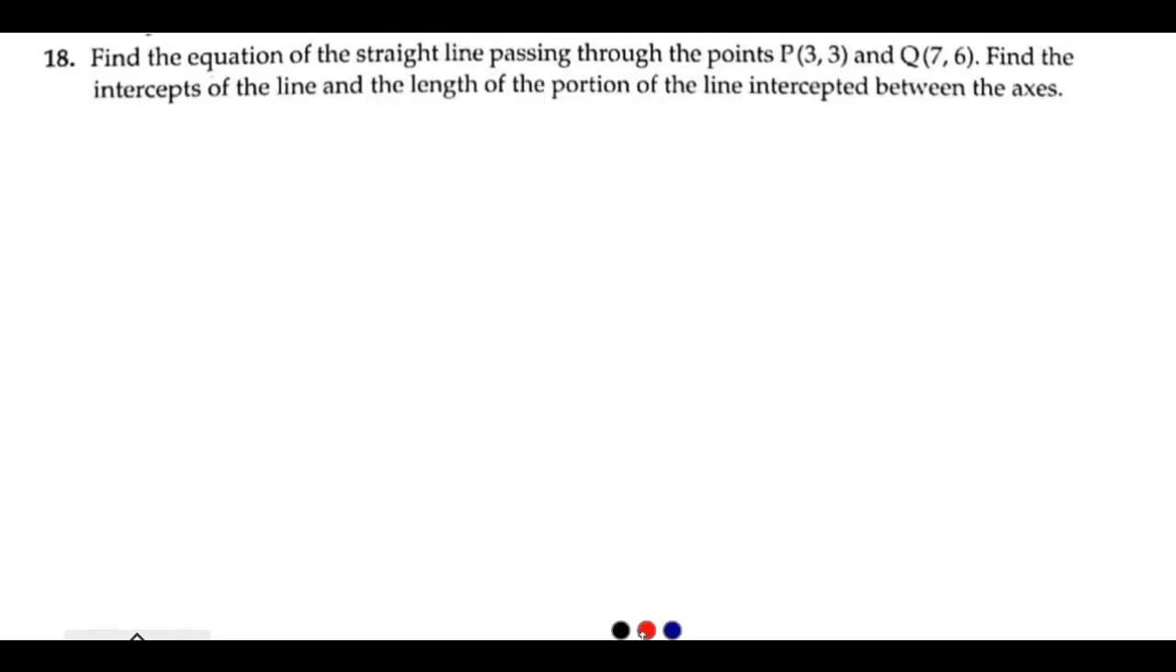Number 18, find the equation of a straight line passing through the points P and Q. Find the intercepts of the line and length of the portion of the line intercepted between the axes. First of all, we are finding the equation of a straight line passing through these 2 points.